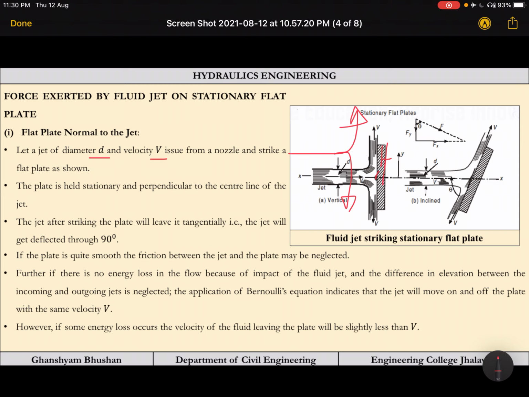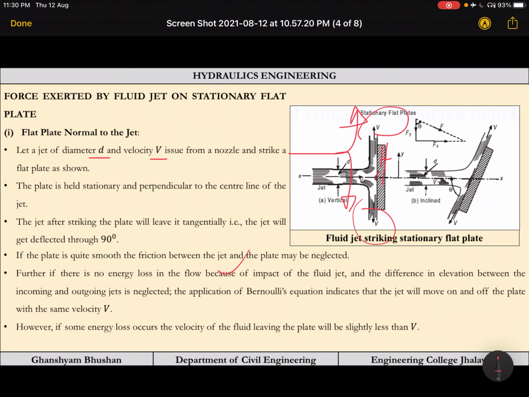If the plate is quite smooth, the friction between the jet and the plate may be neglected. So let us assume the plate is smooth, so there is no friction at all. Further, if there is no energy loss in the flow because of the impact of the fluid jet, and the difference in the elevation between incoming and outgoing jet is neglected, the application of Bernoulli's equation indicates that the jet will move on and off the plate with the same velocity V. So if we are using these assumptions, what is going to happen? The jet will leave the plate with the initial velocity capital V.